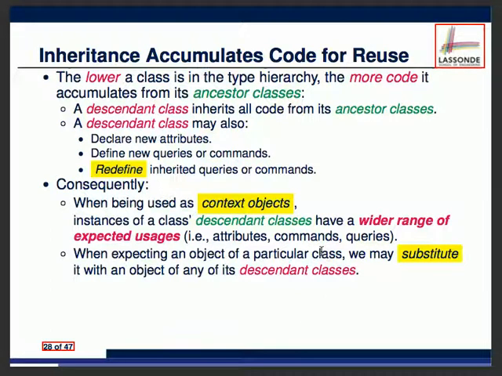Now here come the critical points. When expecting an object of a particular class, we may substitute it with an object of any of its descendant classes. Okay, now what do we really mean? Let me just make it an example for you.